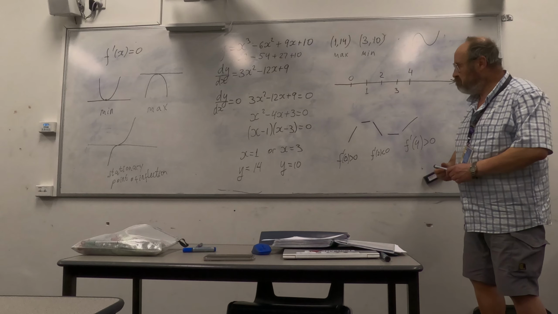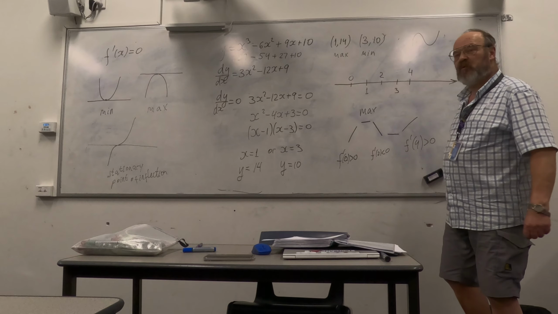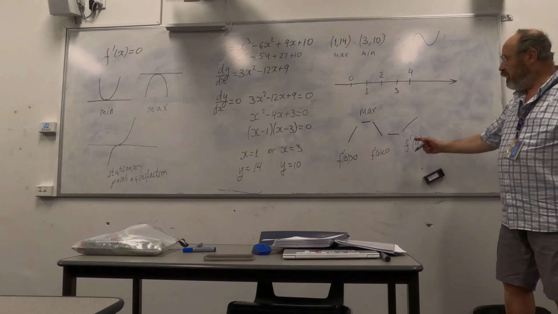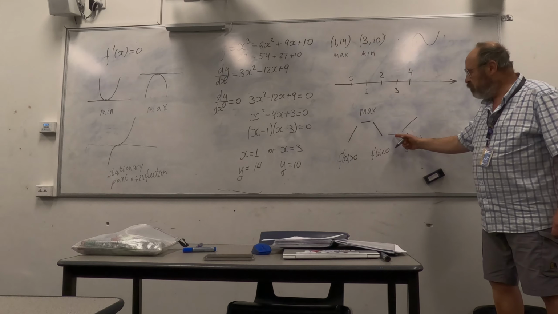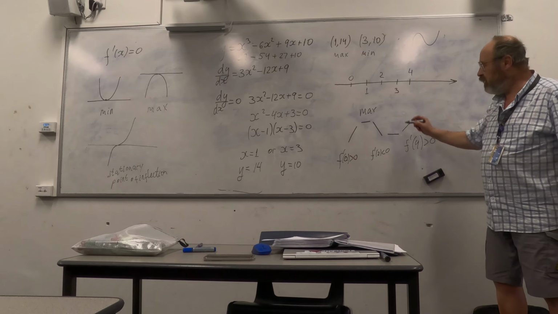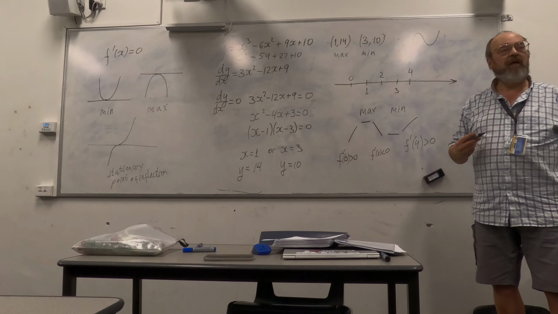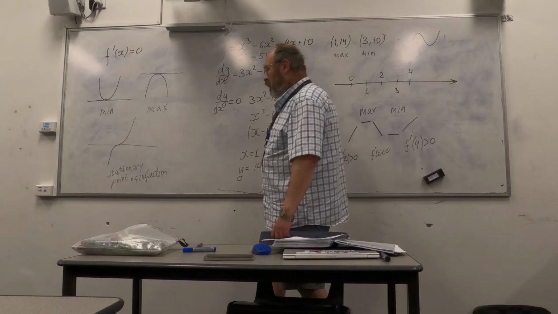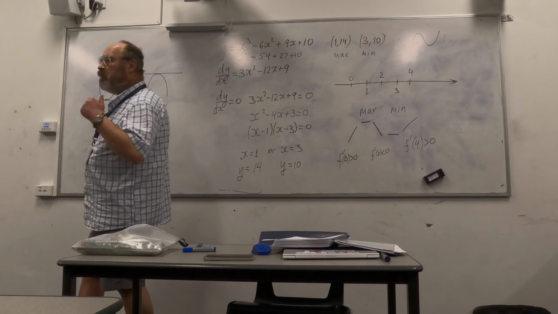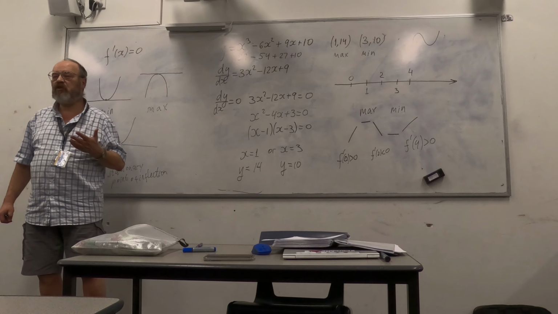Maximum. We confirm that at this point is maximum. Here we have function decreasing, stationary point, then increasing. What we have here? Minimum. That's how we apply stationary points, not just to identify where the stationary points are, but we can identify what type of stationary point it is.